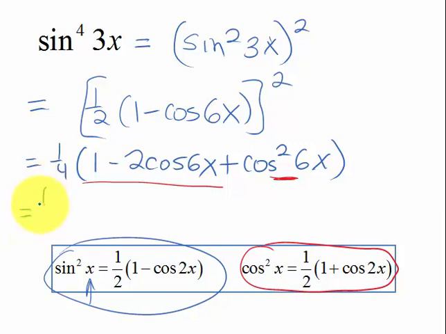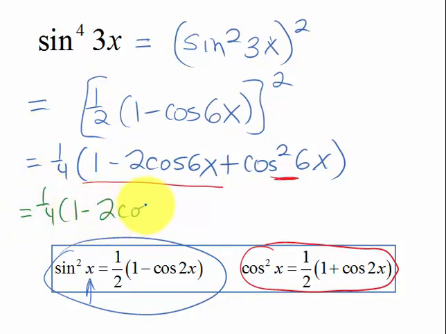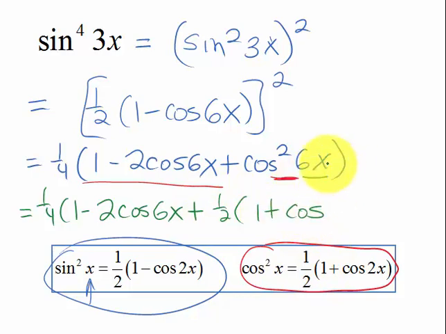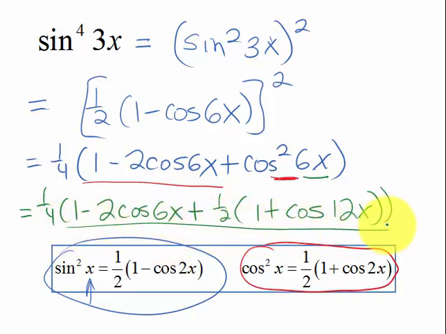So now we have 1/4 and we have 1 minus 2 cosine 6x plus, and so now we're going to have 1/2 times 1 plus cosine, and it's double, 2 times this angle here, so that's going to be 12x. So we now have this expressed in terms of trig functions that are just to the first power. You could multiply through and combine some like terms.